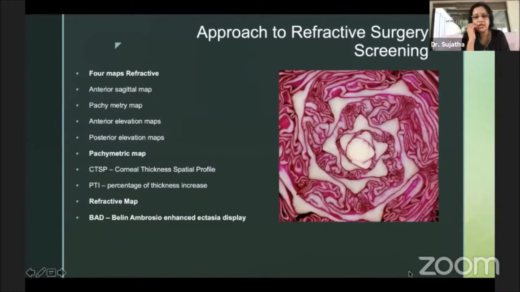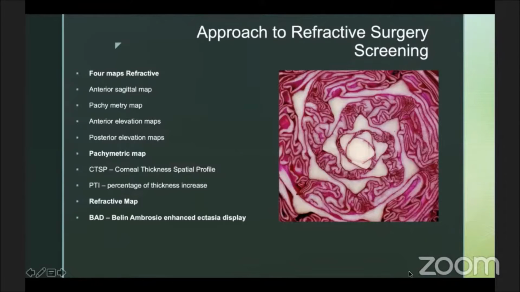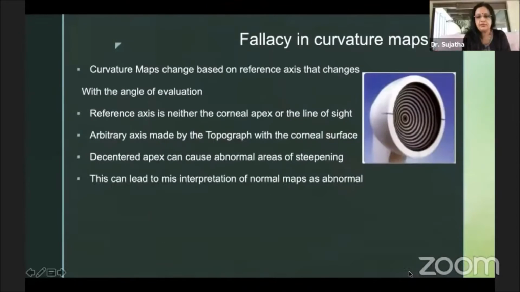A person who has been cutting cabbage will know this is a red cabbage, but for a person who has not done any of this, it just might be a geometrical design. So the maps that I normally look for is a 4-map refractive, which contains 4 maps in itself: the pachymetric map, the refractive map, and the Belin-Ambrosio map.